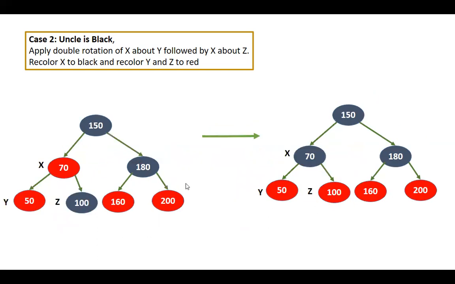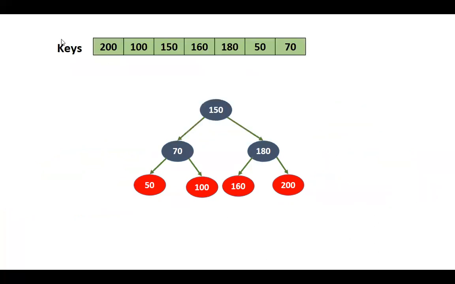Next, what we do after the second rotation, you change the color of the nodes, right? So what you do, you change the color of X to black and make the parent and the grandparent red, right? Now you see the tree is balanced. The black height is the same, right? And there's no red violation. Fine. So given these keys, this is a perfect red black search tree.